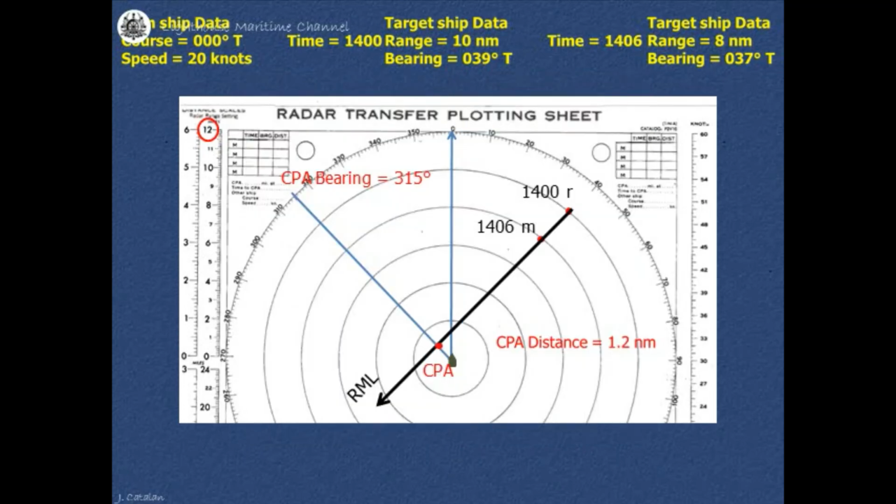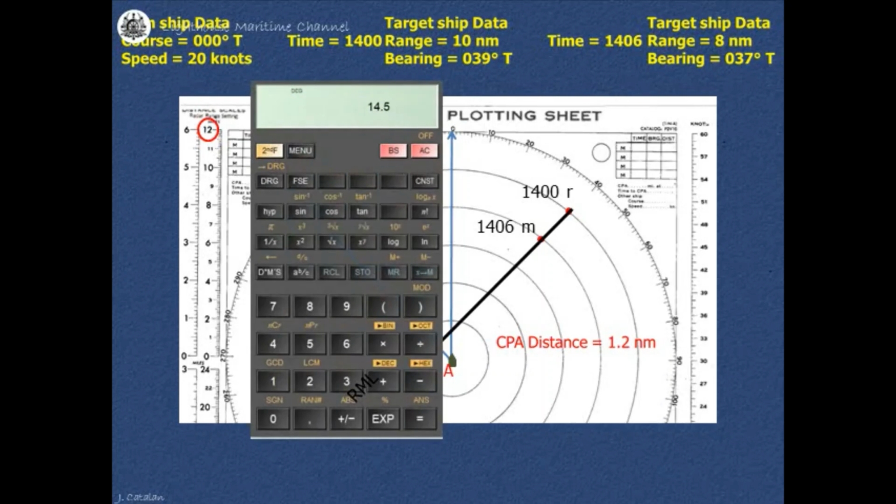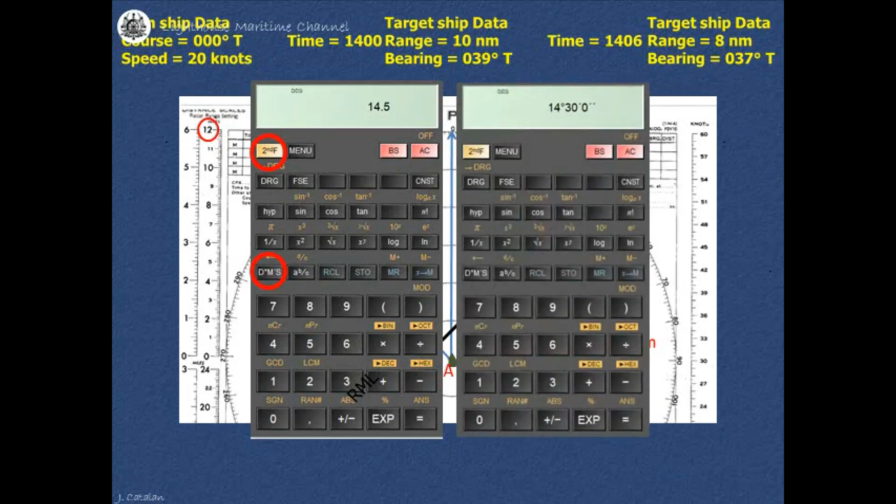1400 hours, 6 minutes, added by the steaming time. The result is the CPA time. Let us now do the addition. 1400 hours, 6 minutes, added by 24 minutes. The result is 14.5. Press second function, then press degrees, minutes, seconds. The result is equal to 1400 hours, 30 minutes, and 0 seconds.